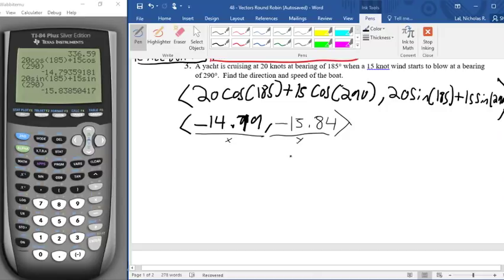All right, so we're in quadrant 4. No, we're in quadrant 3. So when we are in quadrant 3, theta is going to be equal to 180 plus our calculator output.